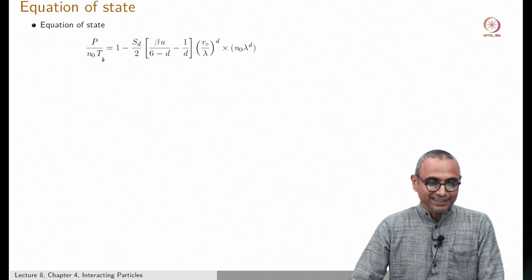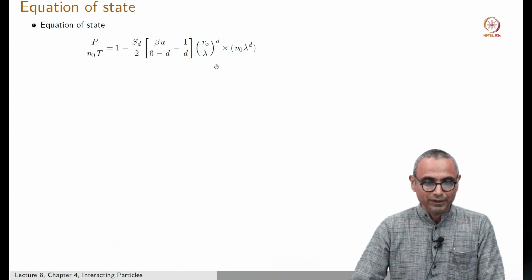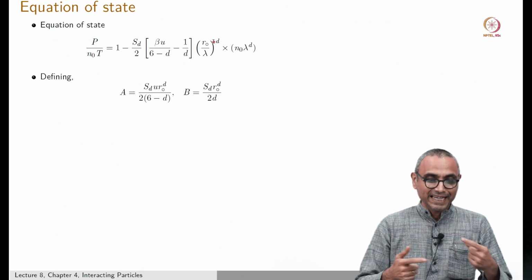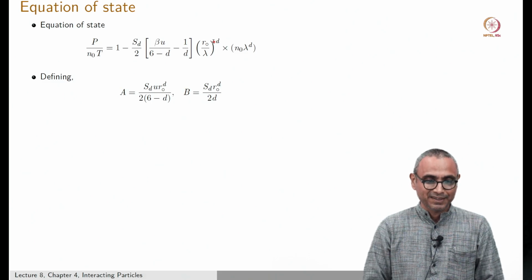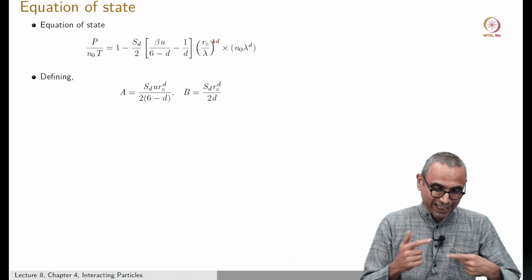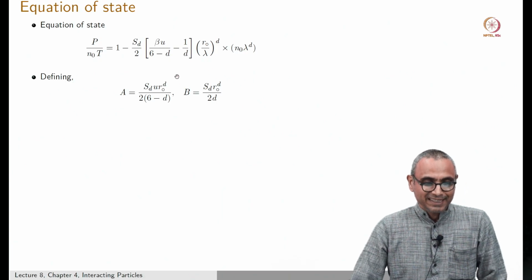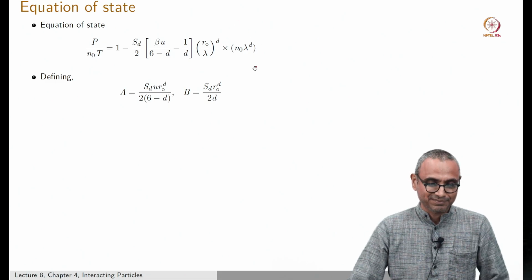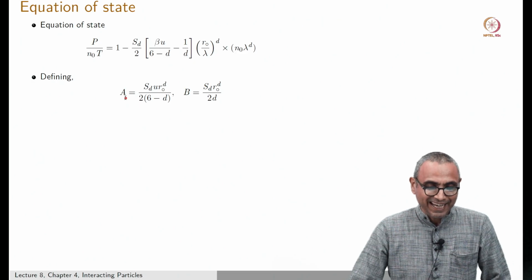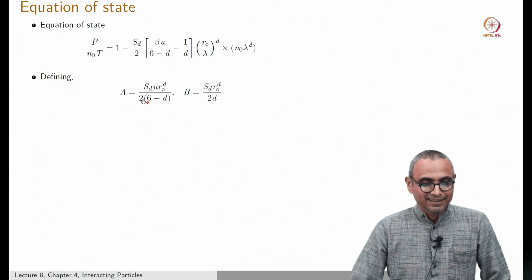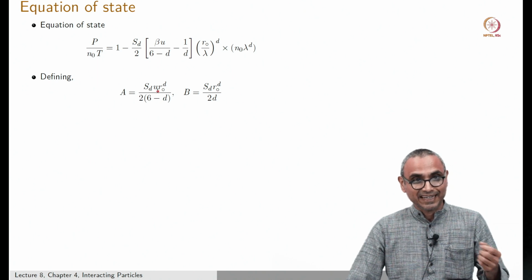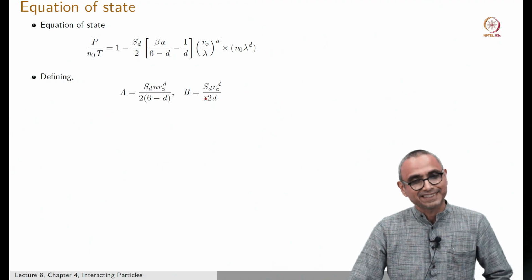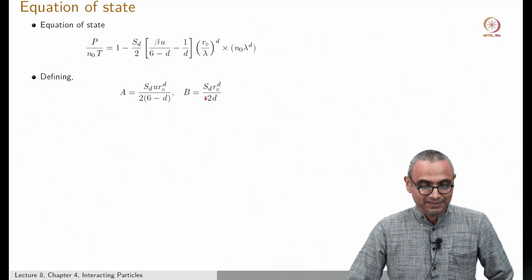So P by N k_B T is now 1 minus S_d times this set of quantities r0 to the D, and I kind of slightly reparameterize my equation of state. To rewrite my equation of state, I am going to take the terms that are here and define some new constants. There is this quantity which I will call A, and that quantity is this; it is proportional to the strength of the attractive interaction, and it is also proportional to the volume of the hard sphere, etc. And B, which is this quantity, which is directly the volume of the hard sphere.